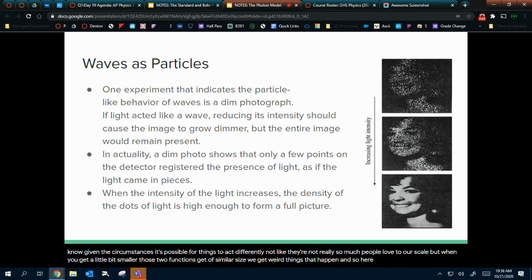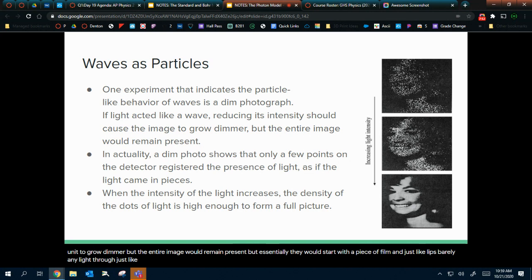And so here, for instance, it says one experiment that indicates particle-like behavior of waves is a dim photograph. So if you're taking a picture of somebody, well, that's just light, okay? And that should theoretically be just a wave, just like sound is, right? And it says if light acted like a wave, reducing its intensity should cause the image to grow dimmer, but the entire image would remain present. But essentially, they would start with a piece of film and let barely any light through, just like boop, and they would see what develops.